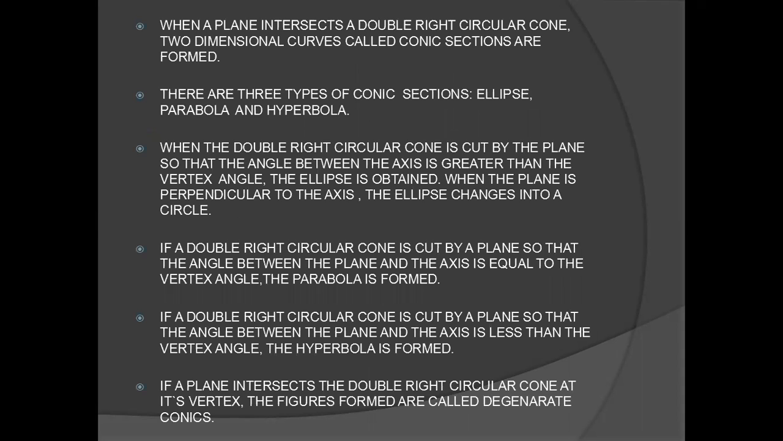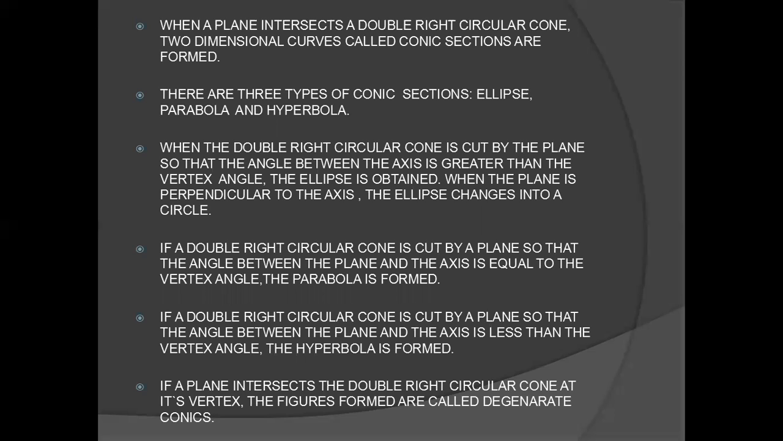In this module, you have learned that when a plane intersects a double right circular cone, two-dimensional curves called conic sections are formed. There are three types of conic sections known as ellipse, parabola, and hyperbola. When the double right circular cone is cut by the plane so that the angle between the plane and the axis is greater than the vertex angle, the ellipse is obtained. When the plane is perpendicular to the axis, the ellipse changes into a circle.